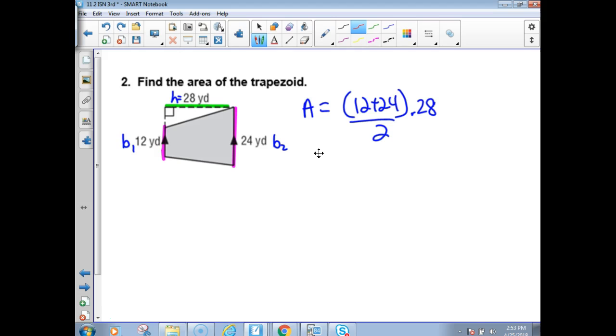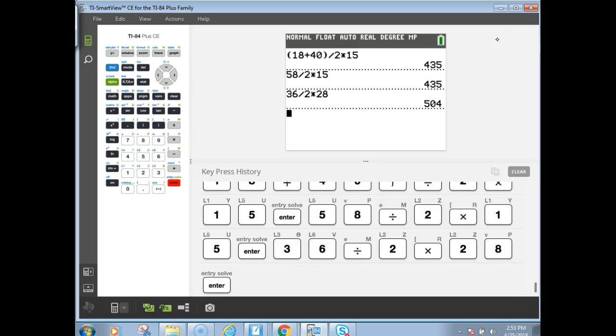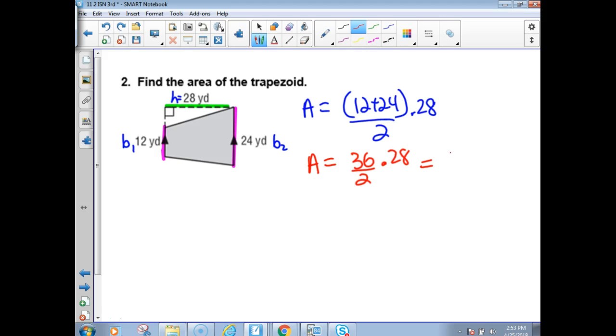Really doesn't matter what you divide by 2, but 12 plus 24 is 36, so I probably would type 36 divided by 2 times 28. Or you can do 18 times 28 if you know 36 divided by 2 in your head is 18. Okay, I don't know what that is. I don't feel like doing it in my head, so I'm going to go ahead and type it, just like you would. All right, and I got 504, and that'd be in square yards.